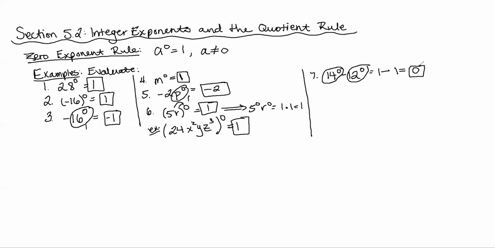All right, so now let's take a look at negative exponents. We've already seen positive exponents last time. Now we've seen 0, so all we have left in the integers is the negative numbers.